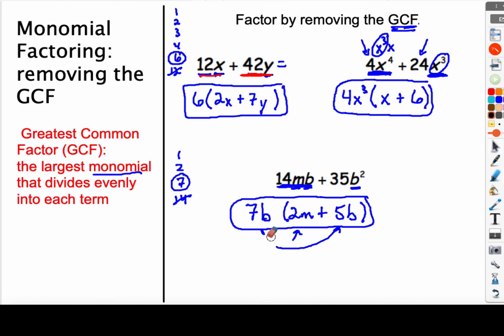So again, the goal is to find what's common between both terms, then figure out if you divided those terms out. If you divided a 7b out of both terms, or that 6 in the first example, or the 4x to the third in the upper right example, what would be left behind? What's that quantity left behind? Again, you can always check your answer by redistributing.